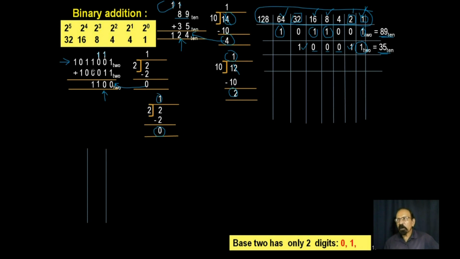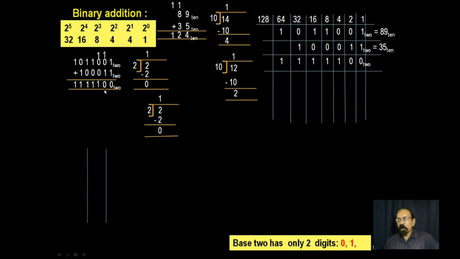1 and 0, bring that down. 1 and 0 is 1. 0 and 1 is 1. 1 and nothing to add there, you bring it down. So your answer is 1, 1, 1, 1, 1, 0, 0. So our answer is this. Put that over here. What do we have?